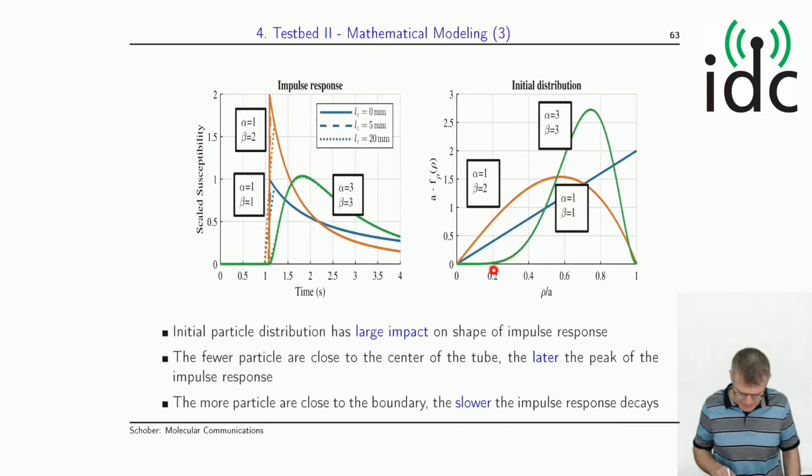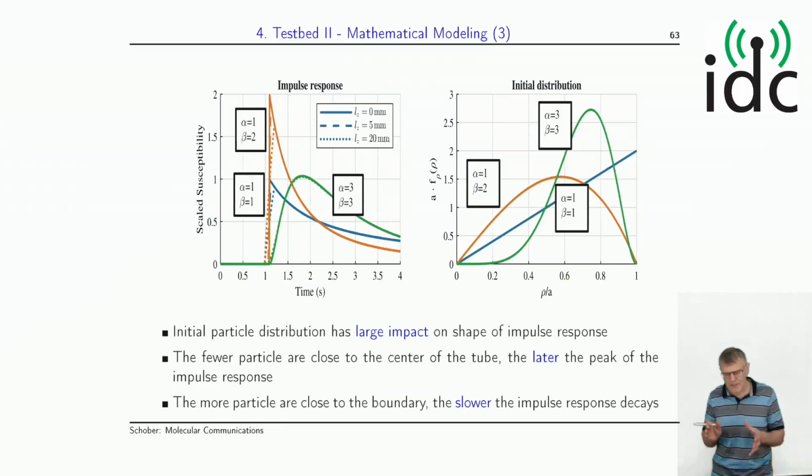For the green curve, we do not have particles close to the center of the tube. Therefore, you have a much gentler increase of the particles that you observe at the receiver, because there are no particles at the center at the beginning. We also see that the more particles we have at the boundary of the tube, where one corresponds to the boundary, the slower your impulse response will decay. For the blue curve, this is the extreme case where we have quite a few particles close to the boundary initially. These particles move very slowly, and therefore you have a very slow decay of the impulse response. The blue curve decays much slower than the other two curves.